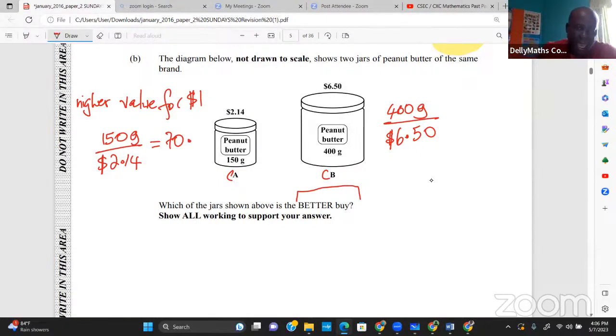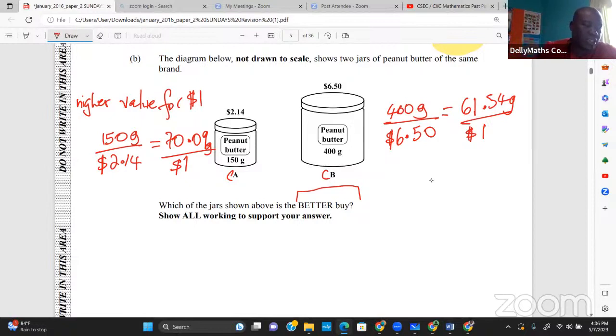I'm getting 70.09, so I'm getting 70.09 grams for $1 here. So my $1 here is giving me 70.09. Let me check the next one. 400 divided by 6.5. And I'm getting for this one 61.5354 grams for $1. You could see for yourself which one of these is actually the better buy.